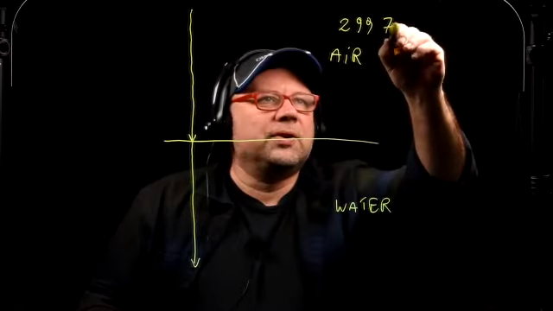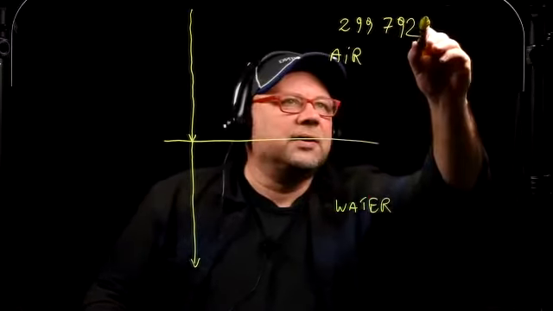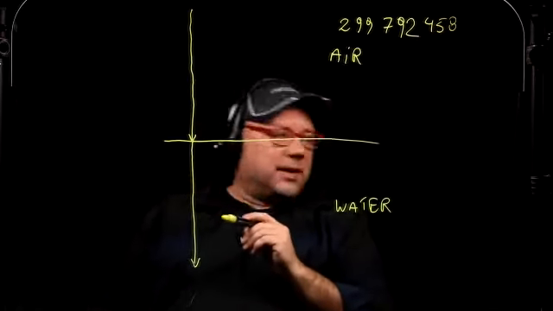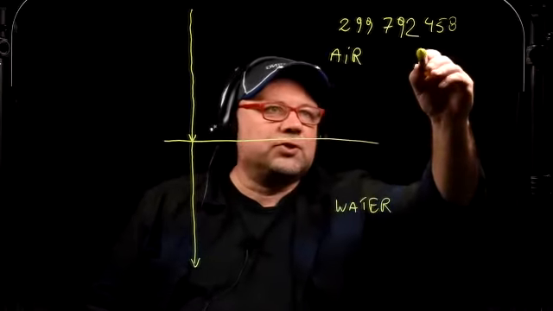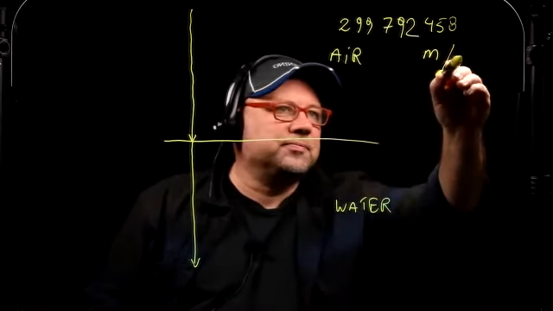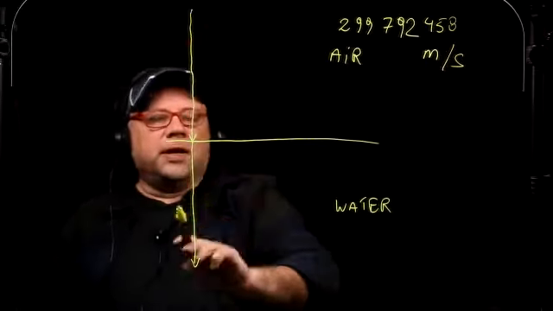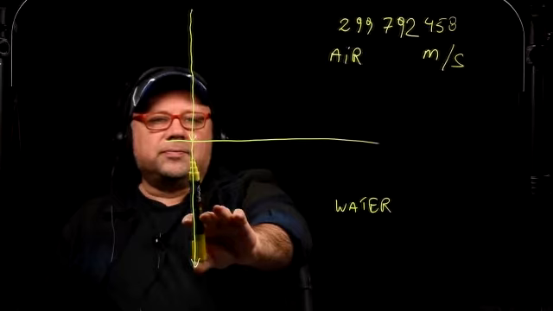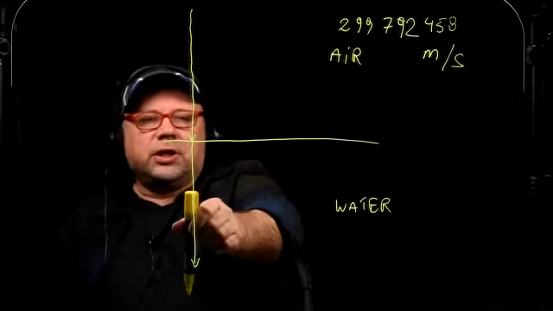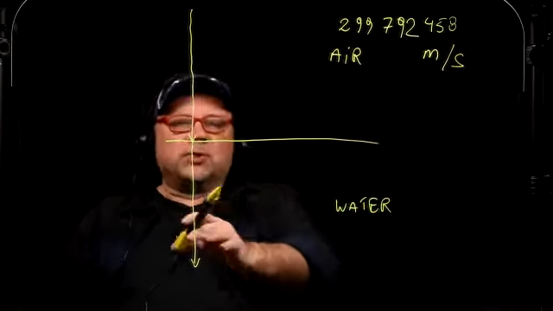299,792 and 458 meters per second. That's the speed of light, okay? Now, if it enters water, water is going to slow it down. And if it enters at a straight angle, it is just going to keep going at the straight angle, and it's just going to be slower, right?